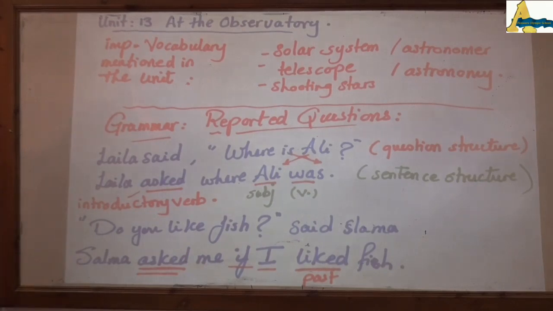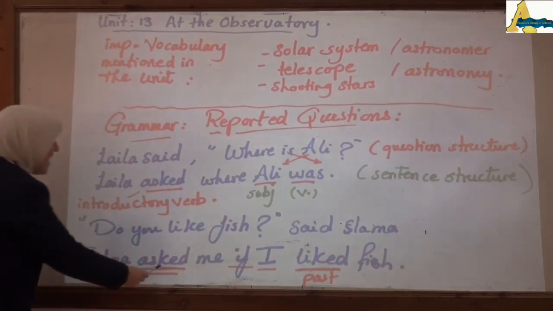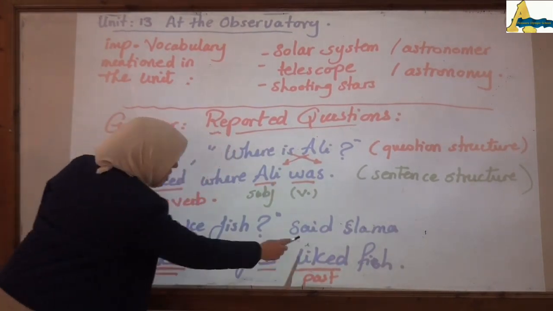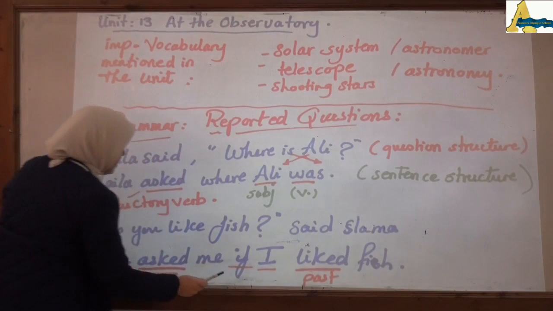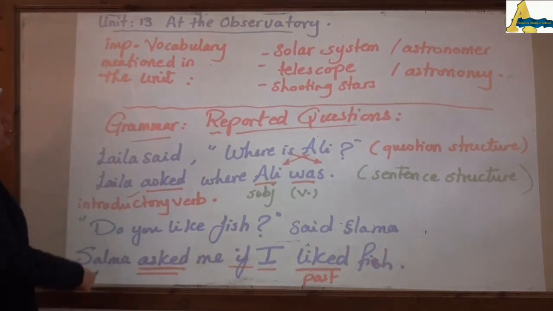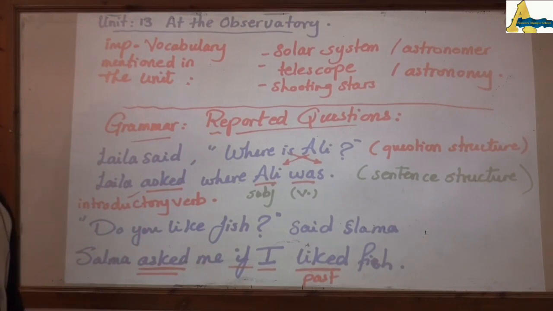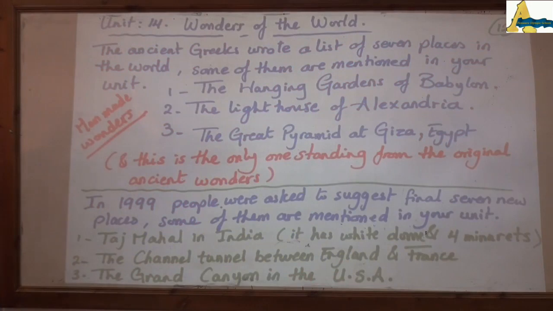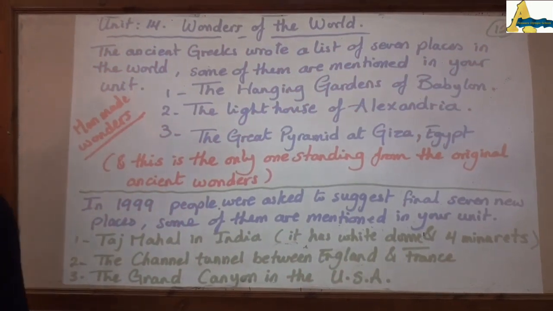"Do you like fish?" said Salma. Salma asked me if or whether I liked fish. The past simple here is used instead of the present because, again, the introductory verb is in the past. What if the introductory verb is in the present? We are going to keep the tense as it is, I mean, as it is used in the original sentence.